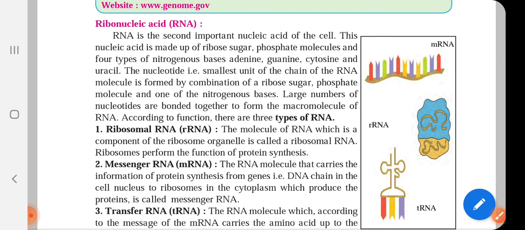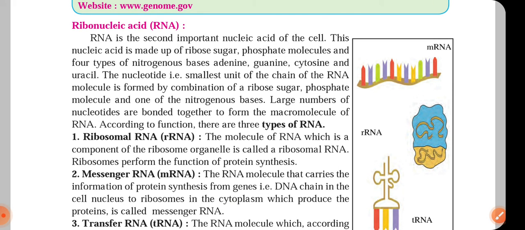So this is how RNA, the other important nucleic acid, is present in a cell, along with its function and types. So this much is enough for today. Go through this part from your textbook. Next time we'll discuss the further topics of this chapter.